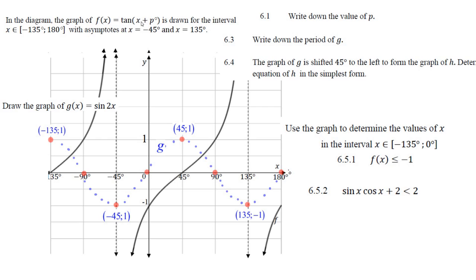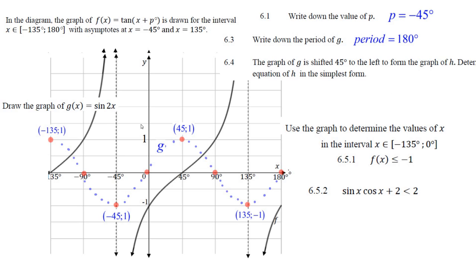So what do we do to shift something horizontally 45? We make p negative 45, the opposite in the brackets. Write down the period for g. Well, they say that g of x is the sine of 2x, and the period is 360 divided by 2. That's 180 degrees. That's how you figure out period: you take 360 for sine and you divide by the number in front of x.